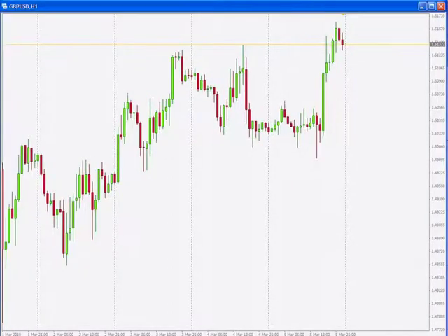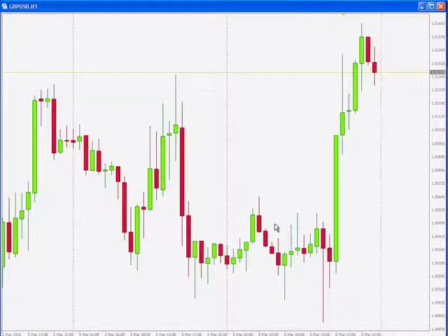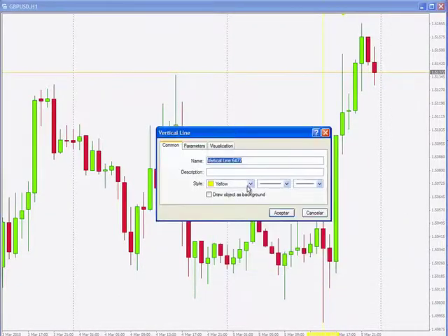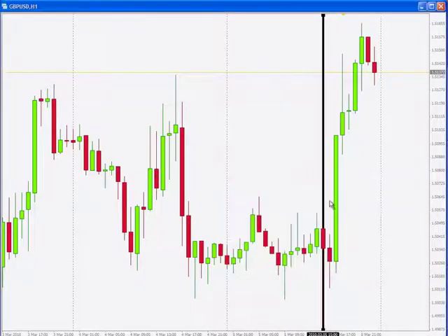Here it is. Let me zoom in a little bit now, just to have a clear picture. Alright, there we are. The candle where the news announcement happened is this one here. Alright, this long candle with that long wick there. I'm actually going to mark it with a vertical line, in black for example, and make it a little bit thicker, just to identify it on our chart. This is the candle where we saw that down spike.